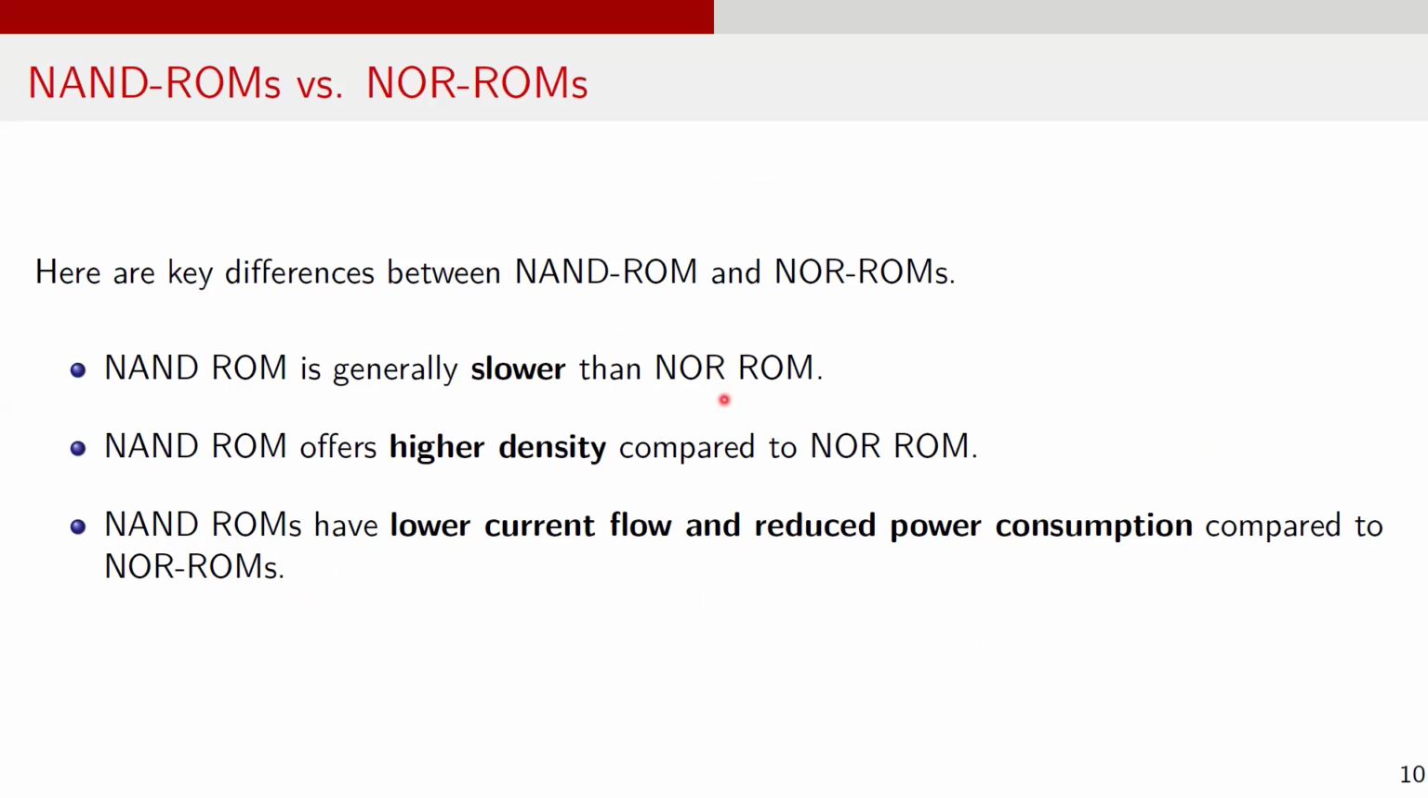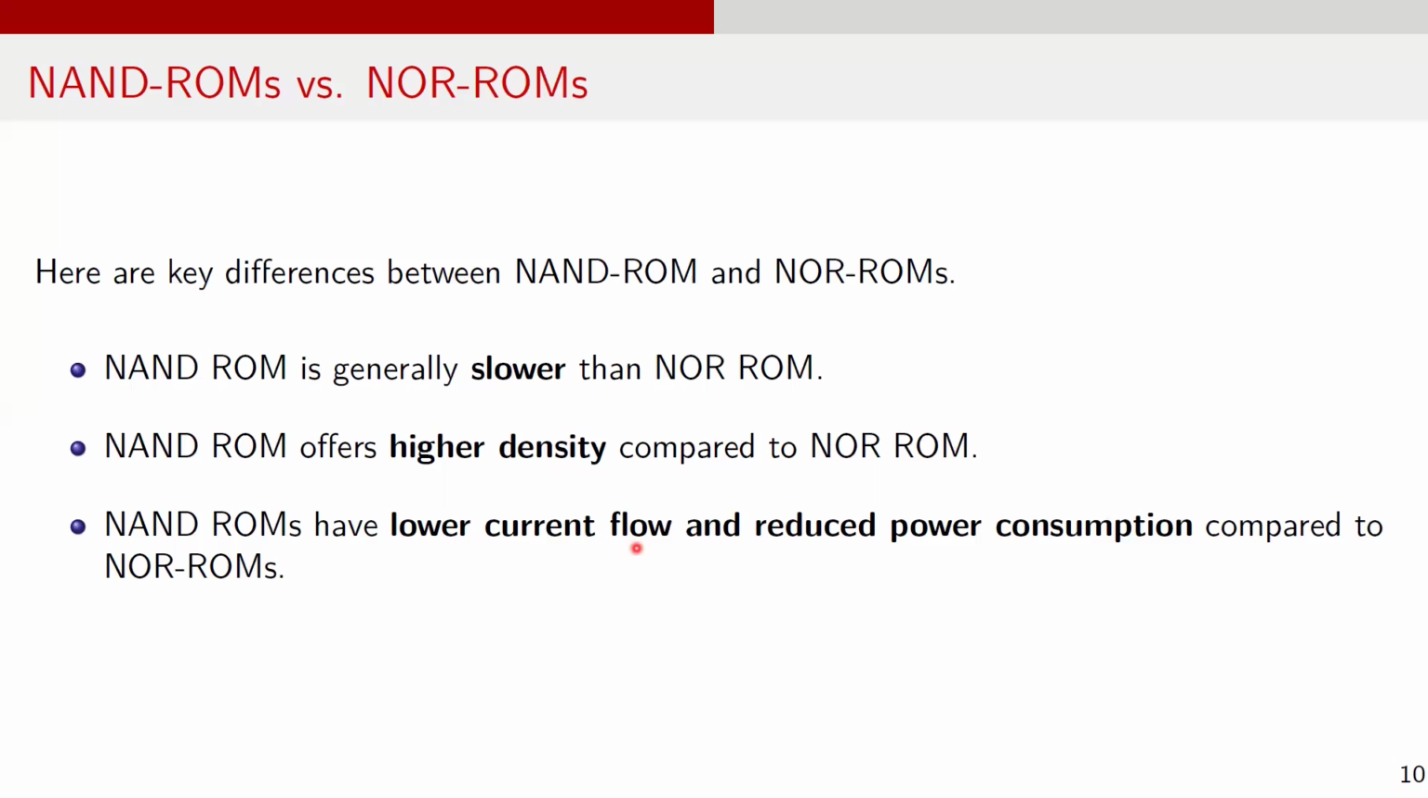In contrast, NAND ROMs offer higher density compared to NOR ROM because the NAND configuration requires fewer transistors per bit. The series connection allows more bits to be stored in a smaller area, making it more compact. This is why the majority of mass storage devices today, such as SSDs and USBs, use NAND flash memory.